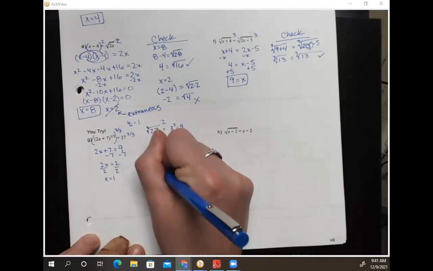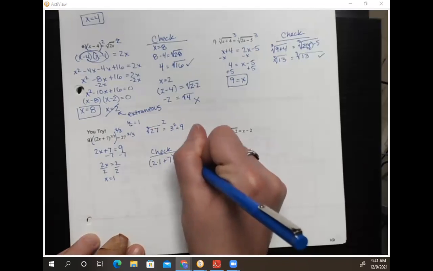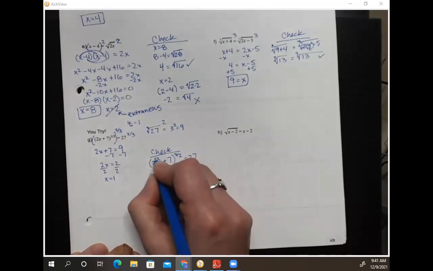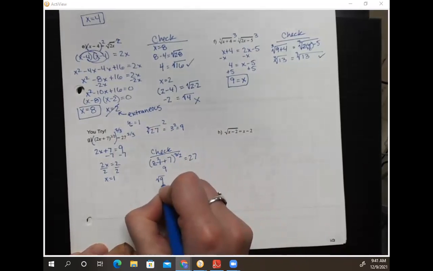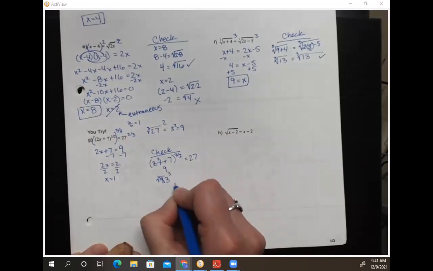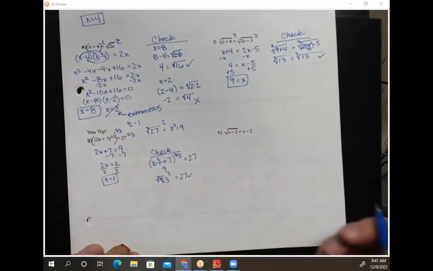So this would be 2 times 1 plus 7 to the 3/2 power equals 27. 2 times 1 is 2. 2 plus 7 is 9. So this would be the square root of 9 cubed. The square root of 9 is 3. 3 cubed is 27. So that solution works.